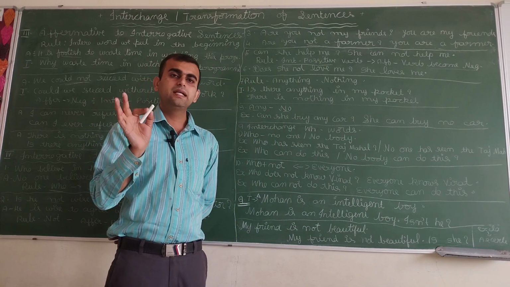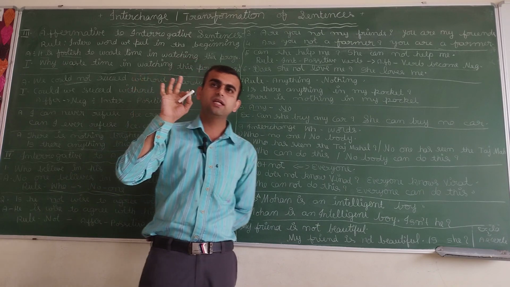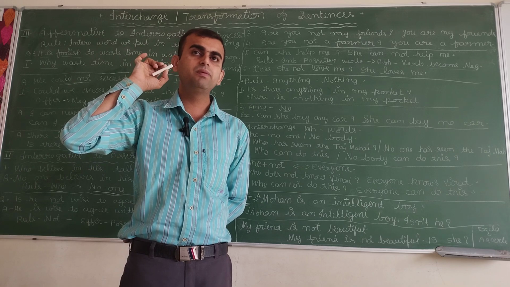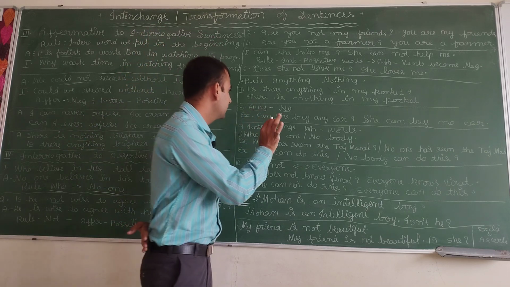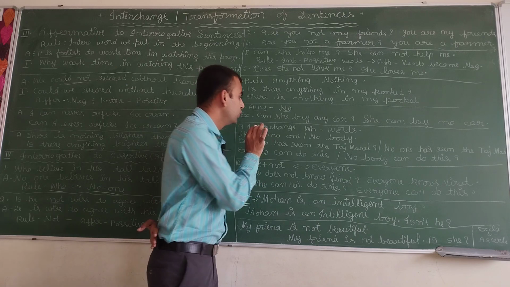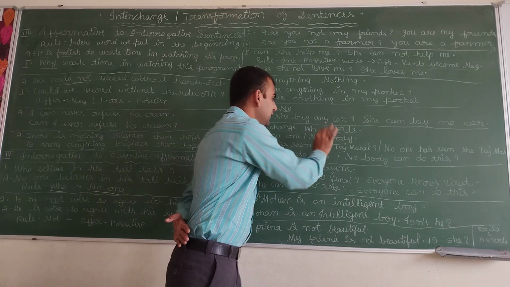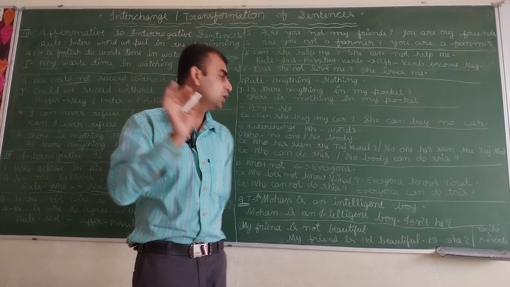Next, I interchange the WH word. How to interchange a WH word? I said there are three types of interrogative sentences. Yes/no question, which always begins with the helping verb. Second one is a WH question, which always begins with the WH word. If there is who, it always changes into no one or nobody.